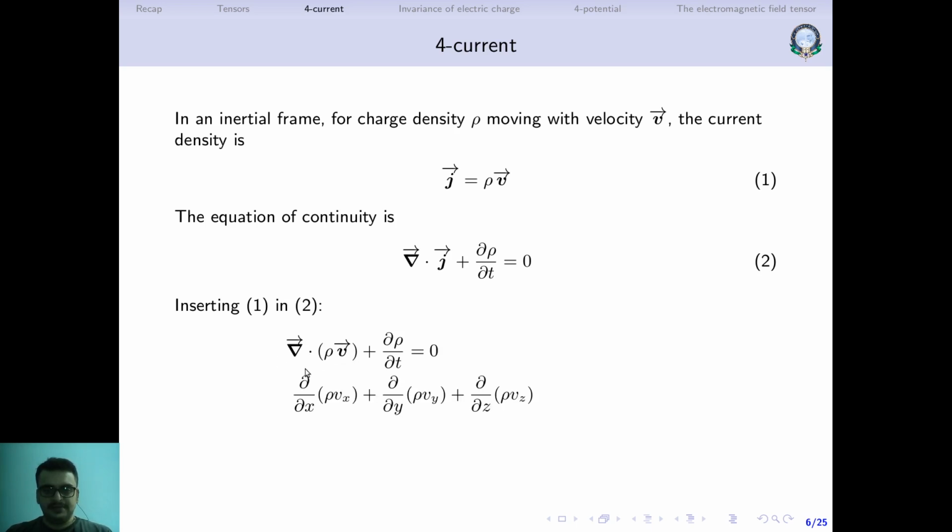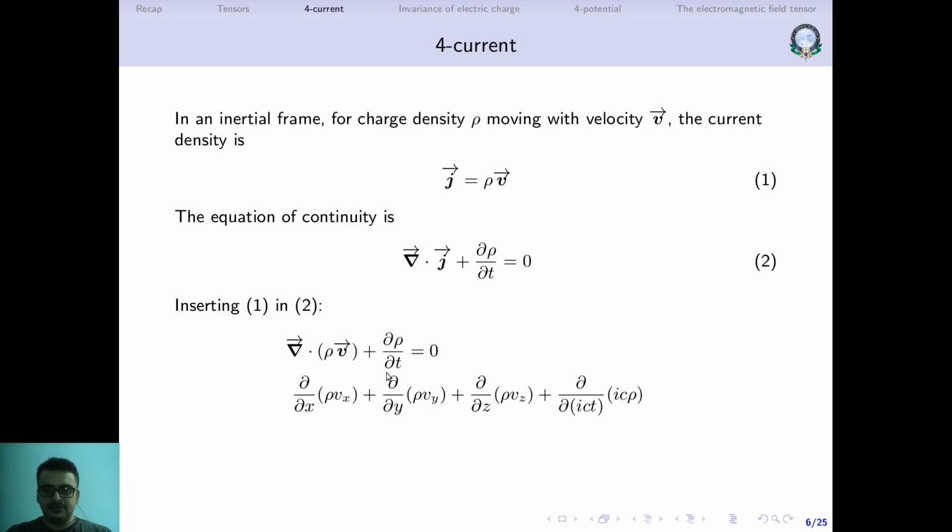Now we just expand the first term. Because rho is a scalar and only v is a vector, we will have three components, v_x, v_y, and v_z. When you take the divergence, it will become ∂(rho v_x)/∂x, ∂(rho v_y)/∂y, ∂(rho v_z)/∂z, and of course ∂rho/∂t. I multiply and divide this by this term. I will multiply and divide by ic.